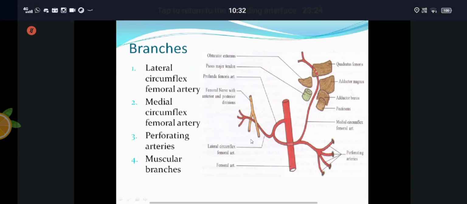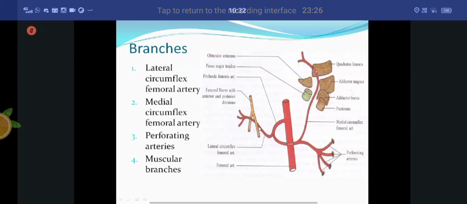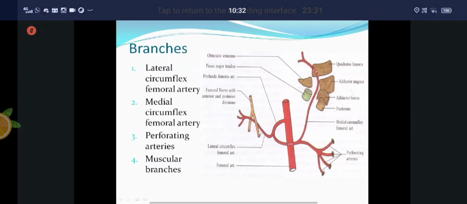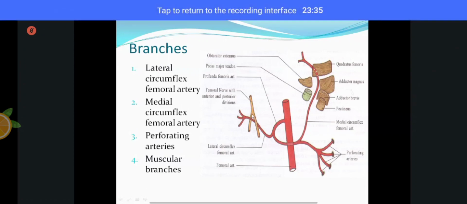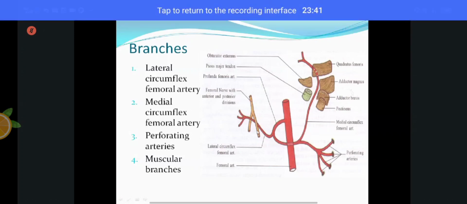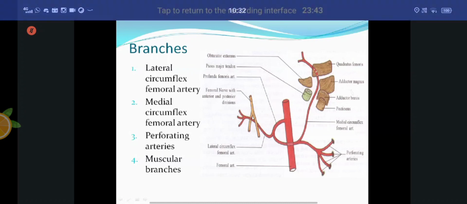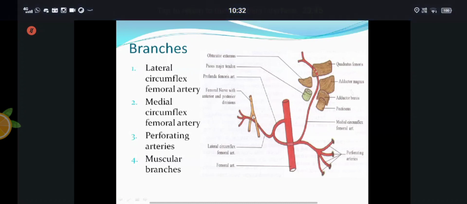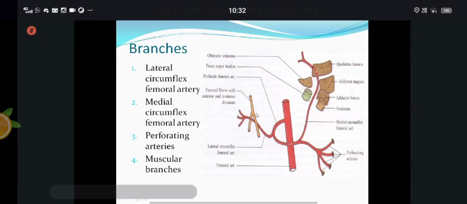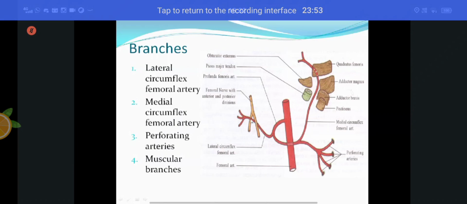So here, this lateral circumflex branch, you see here, it is passing between a structure. It is passing in between the anterior division and the posterior division of the femoral nerve. The lateral circumflex femoral artery is the one which is passing in between the anterior division and the posterior division of the femoral nerve. We will study later about that. But you see here, this is the lateral circumflex femoral artery.